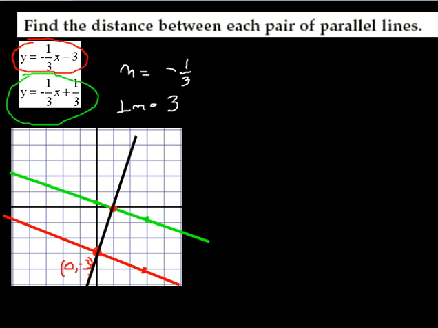Remember, the distance between lines or segments or points is found by a perpendicular line. They have to be perpendicular. That makes the shortest distance. And I'll show my little perpendicular symbols here. Now I need an equation of this line. What is the equation of this line?